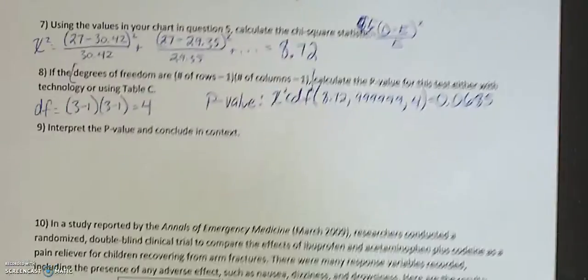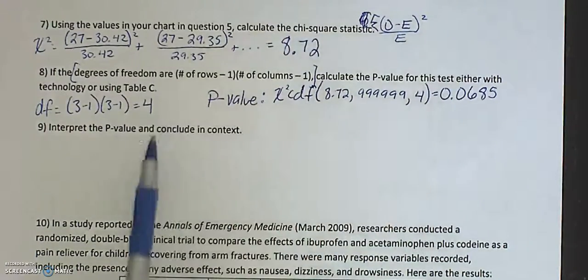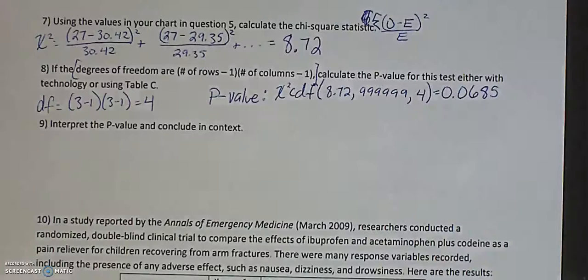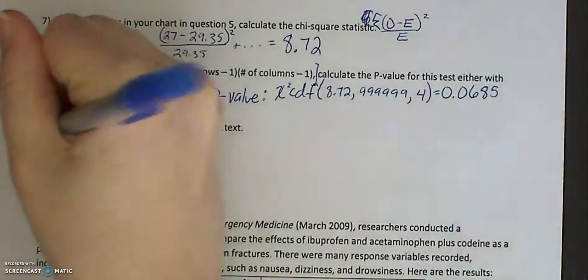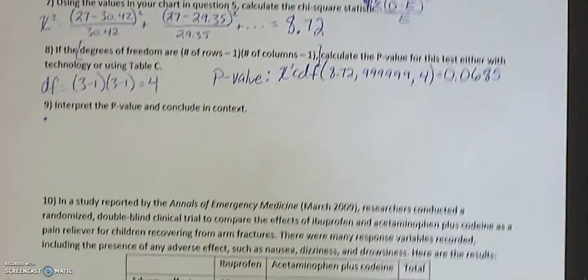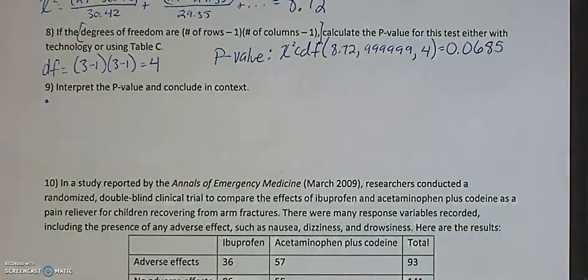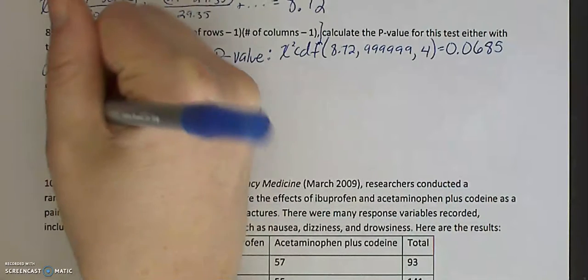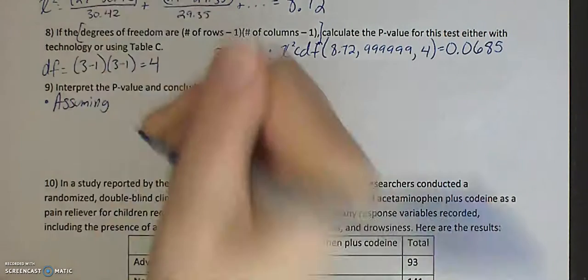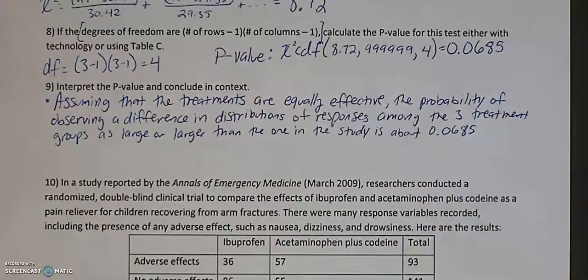So now, we have our chi-square statistic. We know our degrees of freedom. We have our p-value. Interpret the p-value and conclude in context. Okay, so, talking about interpreting the p-value, that's what we're going to do first. Whenever you're interpreting a p-value, it's always assuming that what you believed was true was true, and then that's the probability of getting what you got. So, actually, I'm going to pause this and write it out and then have you read it.